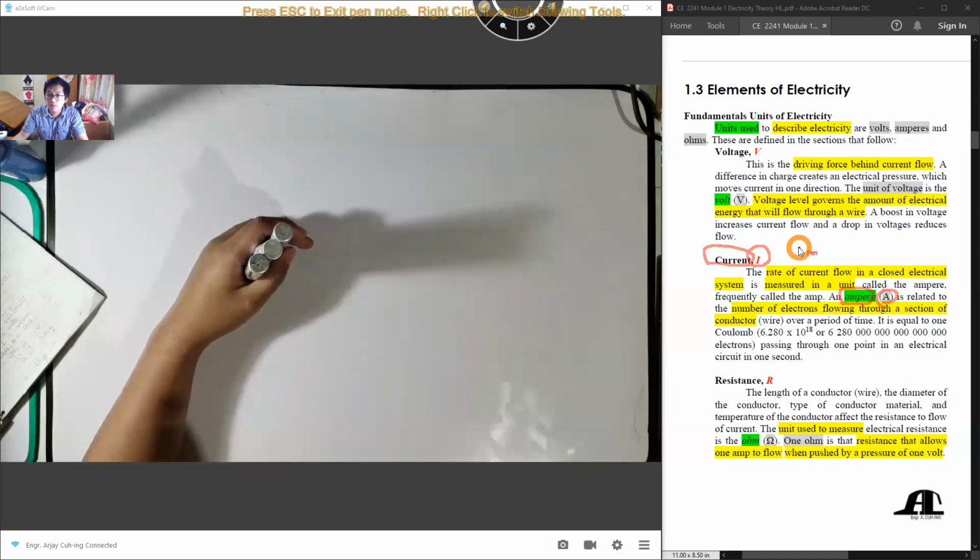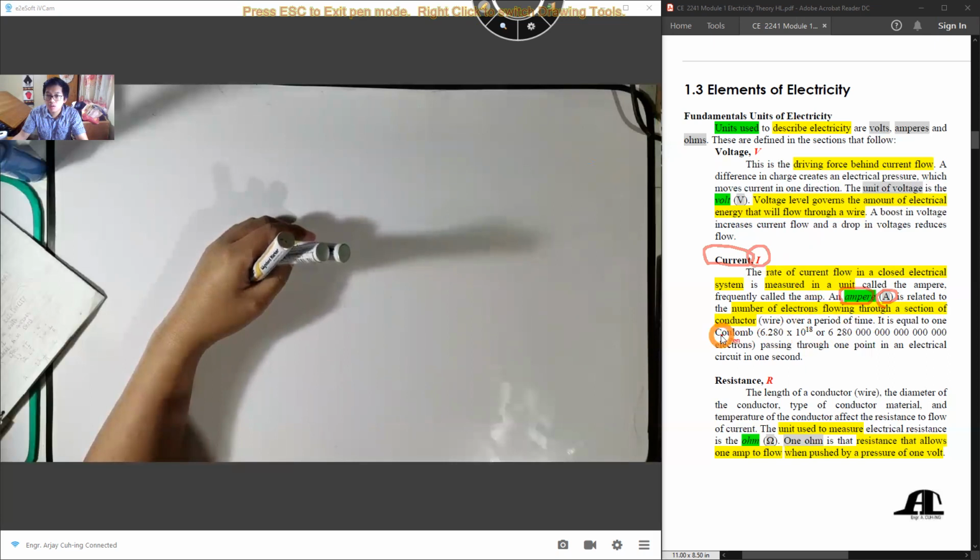the rate of current flow in a closed circuit, in a closed electrical system. Okay, so again class, ang unit is amperes. Okay, definition natin ng ampere class, number of electrons flowing through a section of conductor. Okay, yan, so current class.